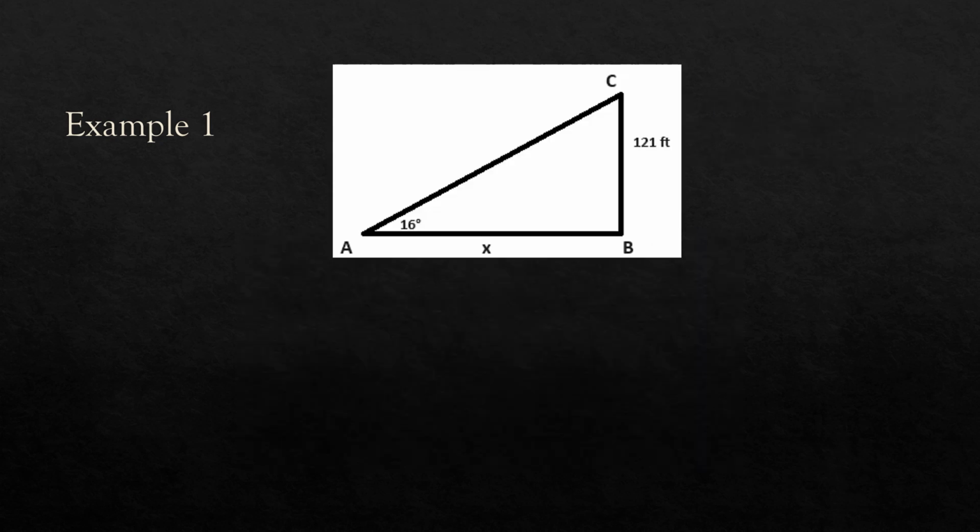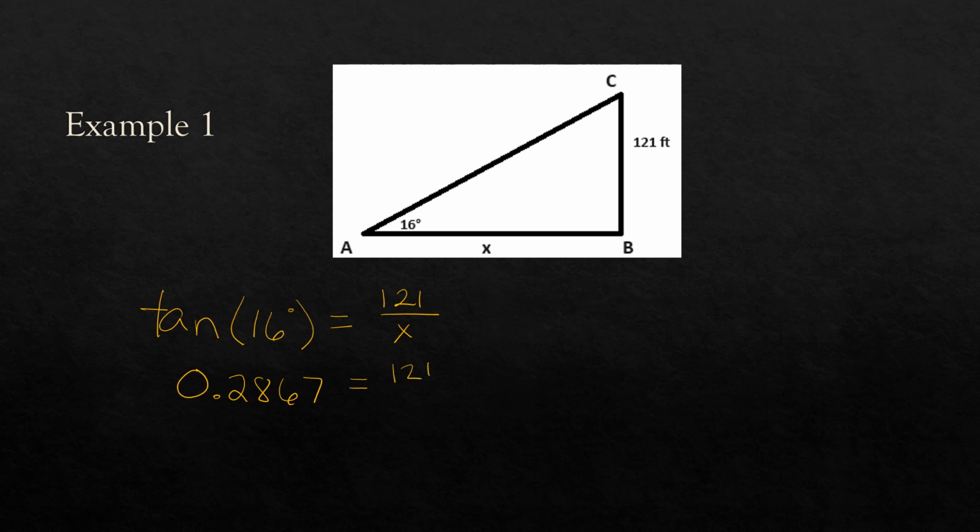Here's our picture again. We want to know the tangent of 16 degrees, and it will be equal to the opposite over the adjacent. So it'll be equal to 121 over x. Now the tangent of 16 is 0.2867, and that is still equal to 121 feet over x. Right now we don't have a good way of getting x.